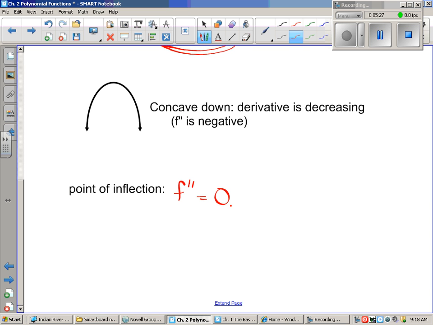That is the spot. Now the point of inflection happens to also be, and I just want to make a note of this, it is where the slope is the greatest. It is the highest.